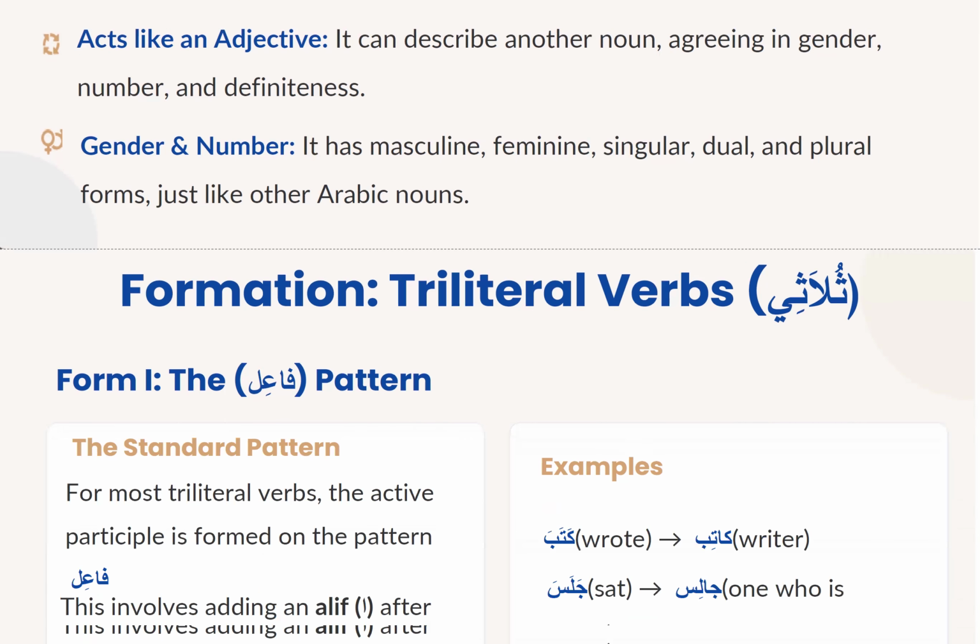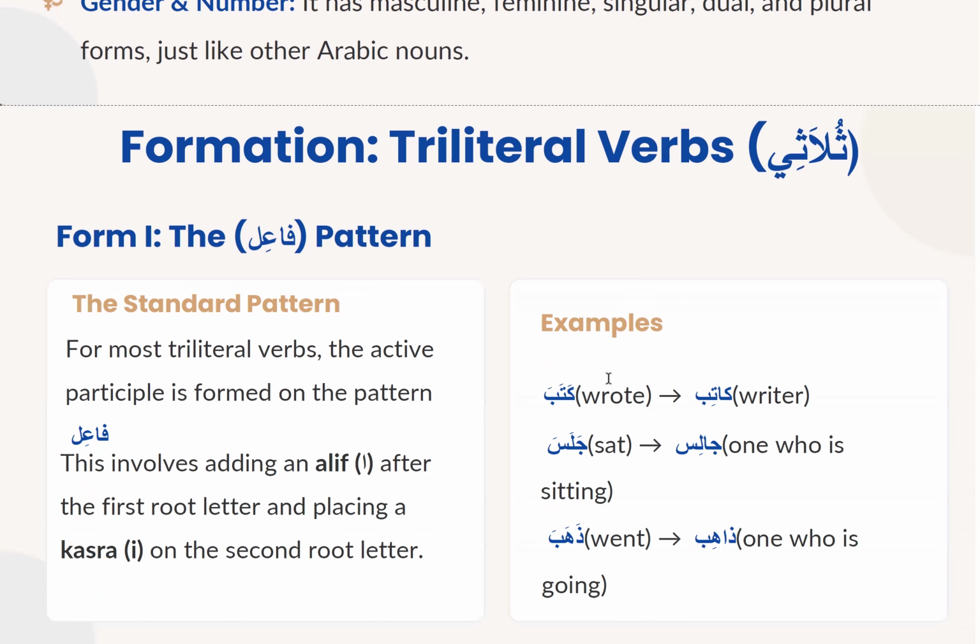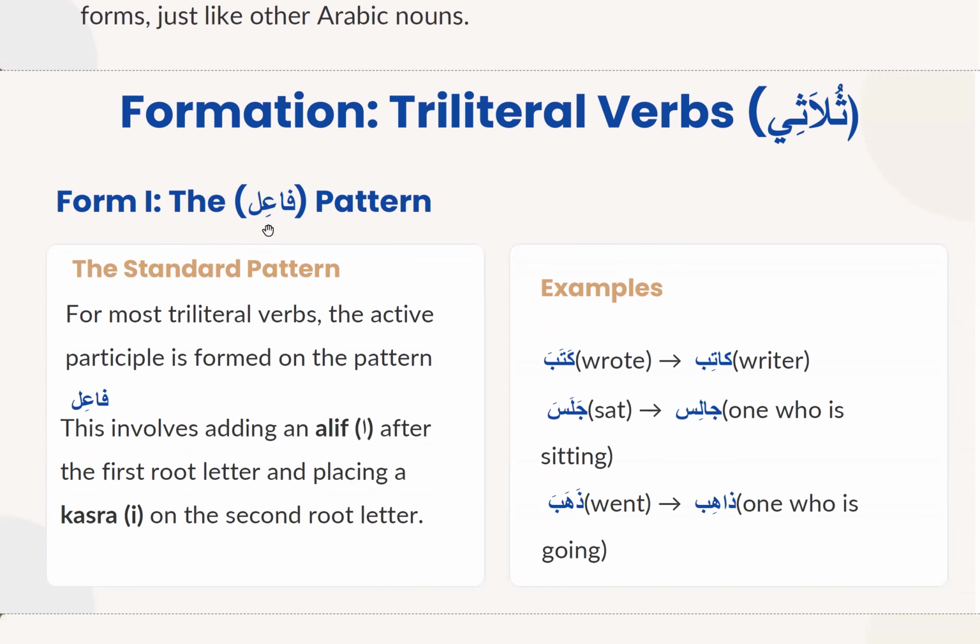Now first we see thulathi. Thulathi means trilateral verbs, so the verbs that have 3 letters. And the form for these 3-letter verbs is fa'il, like it comes from the Ism Fāʿil, right? Fa'il, that's the pattern. The standard pattern is, for most trilateral verbs, the active participle is formed on the pattern fa'il. This involves adding an alif after the first root letter and placing a kasra on the second root letter.